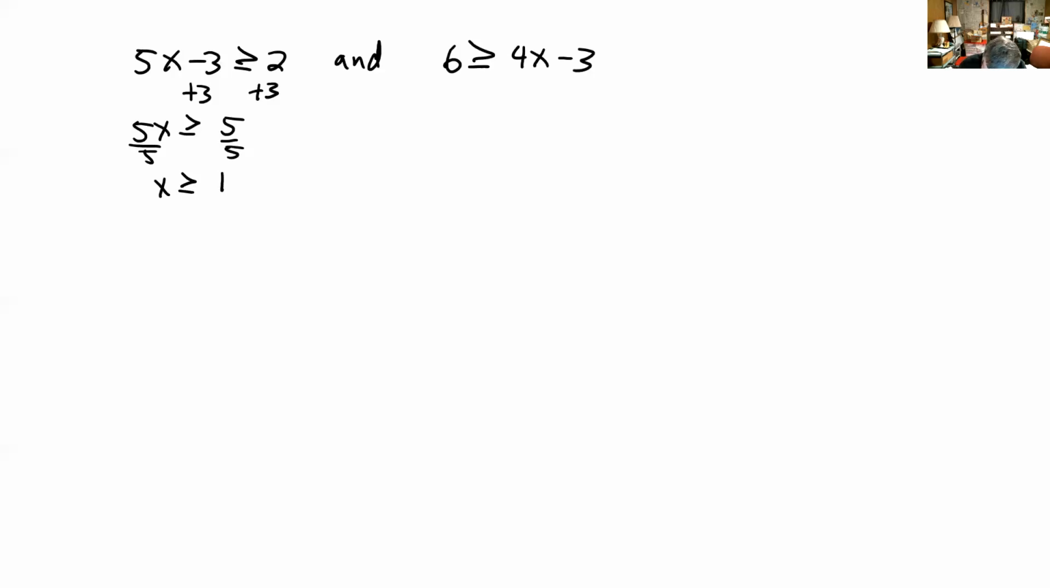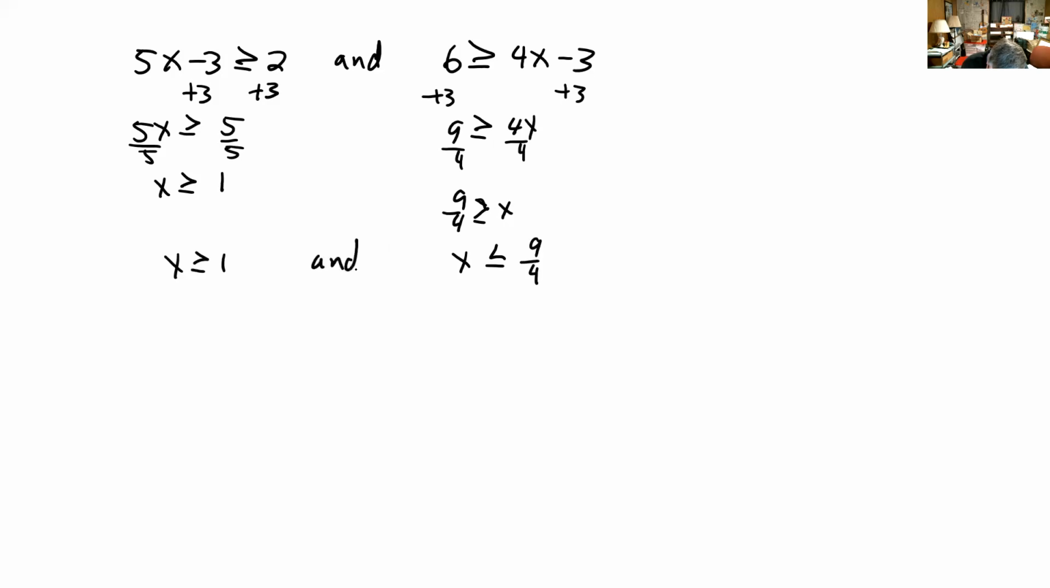The second one, let's see here. I'm going to add 3 to both sides. 9 greater than or equal to 4x, divide by 4, 9/4 greater than or equal to x, which means x is less than or equal to 9/4. So I solved the left one, I solved the right one, rewrote it so that x was on the left, brought down the and to remind me what I'm supposed to do. Any questions so far? So now this problem is like the previous one. Okay. So I'm going to graph each piece.